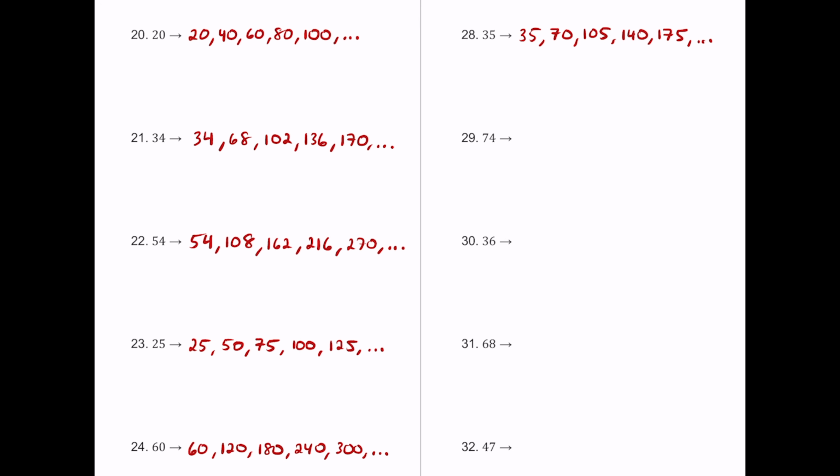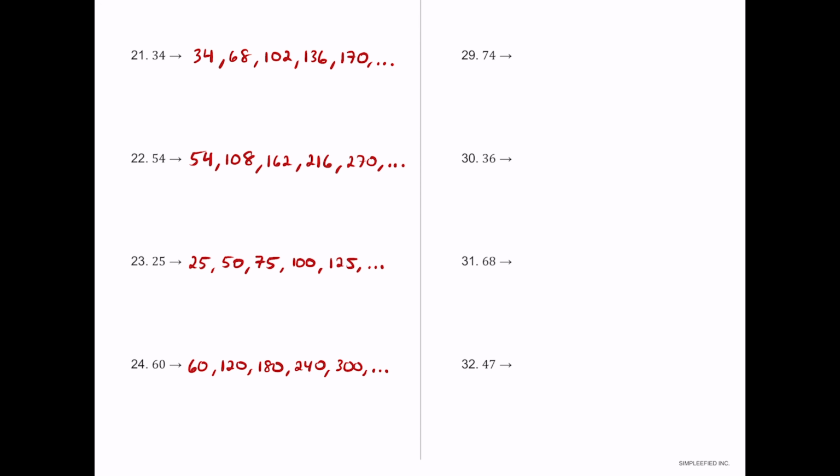Last few here for 29. Let's see, we're working with the number 74, so the first multiple is going to be 74. If we add another 74 onto that, that's going to be 148. Add another 74 onto that, that's going to be 222. Add another 74 onto that, that's going to be 296. And another 74 onto that is going to be 370.